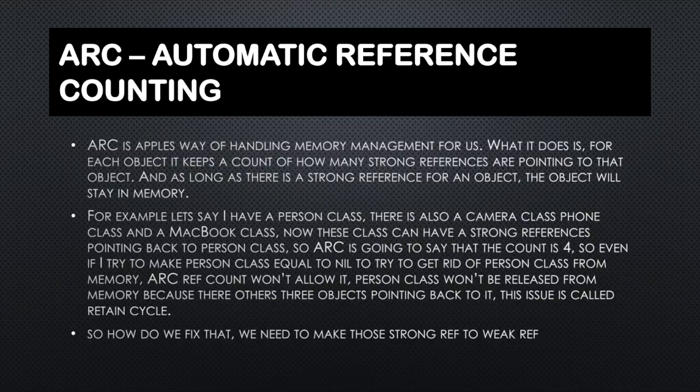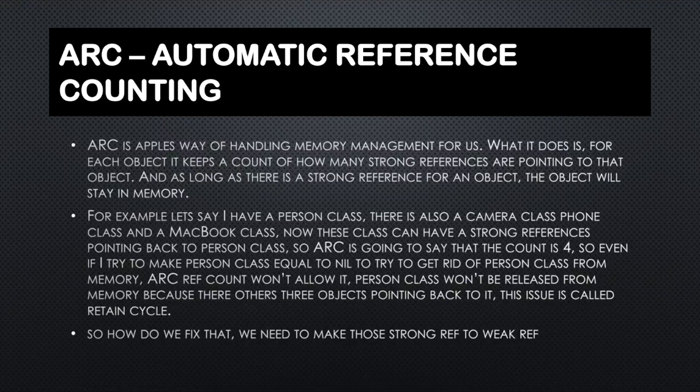As long as there is a single strong reference pointing to that object, the object will stay in memory and it will never be null. So for example, let's say I have a person class, a camera class, a phone class, and a MacBook class. These classes can have strong references pointing back to the person class. So ARC is going to say that the count is 4. Even if we try to set the person to null to get rid of it from memory, the ARC reference count will not allow it, because the person has 4 strong references.